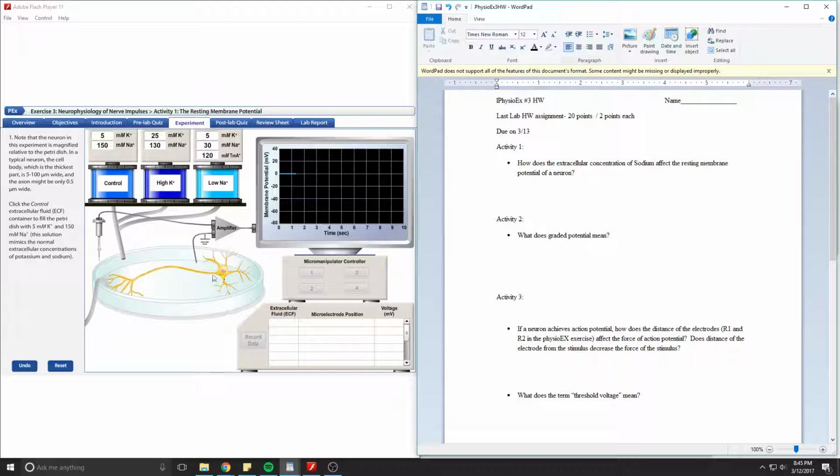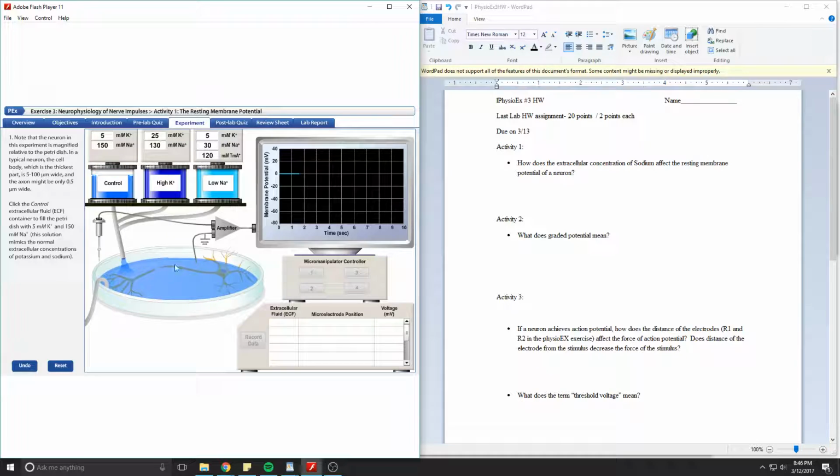So you have a petri dish, you have a neuron right here, and you have your control liquid, which is basically what would normally be around the neuron in terms of potassium and Na concentration. You have your high potassium concentration, usually potassium is the lower one on the outside, and then you have your low sodium one. And this is the probe right here. This is what measures the voltage.